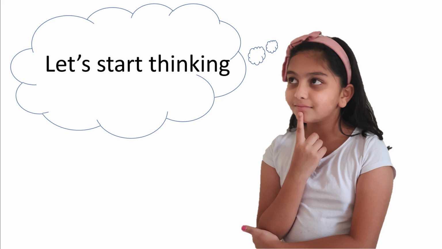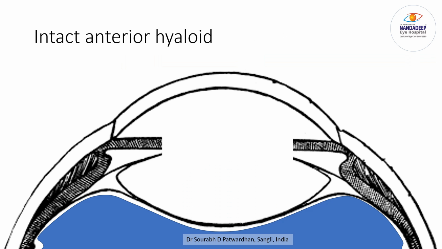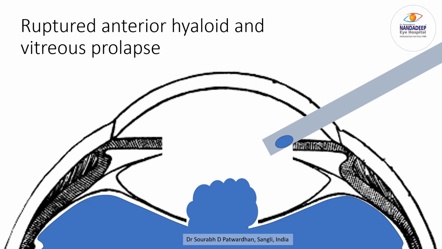The first important thing to analyze is the status of the anti-hyaloid and vitreous, whether there is only a posterior capsular rupture with the anti-hyaloid intact, or if there is a vitreous prolapse. If the anti-hyaloid is intact, then we can place the IOL in the bag directly if the posterior capsular support is adequate, and it's much easier to do.